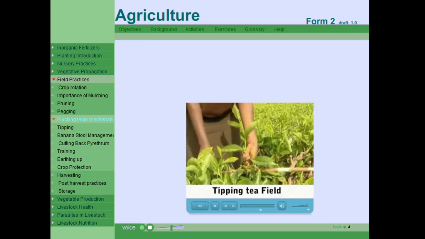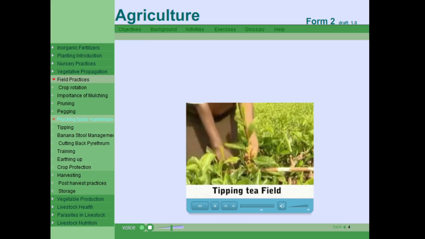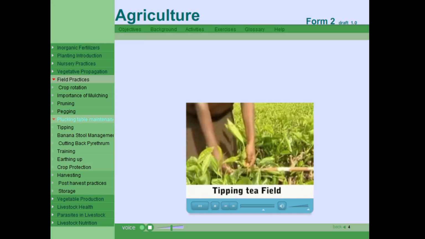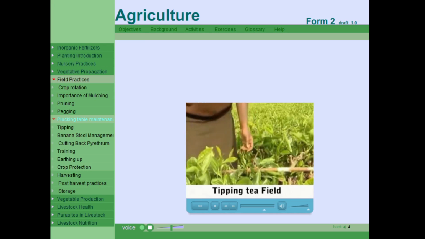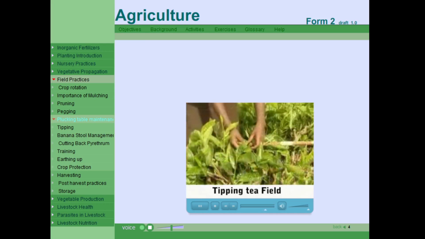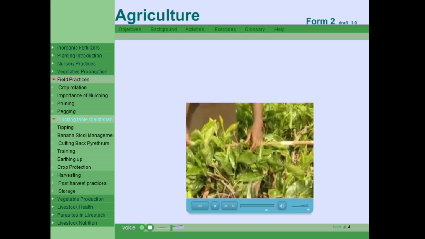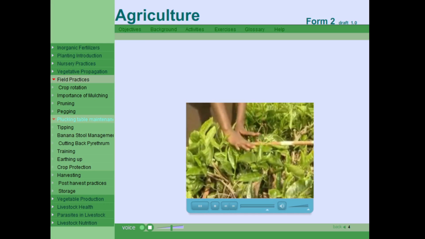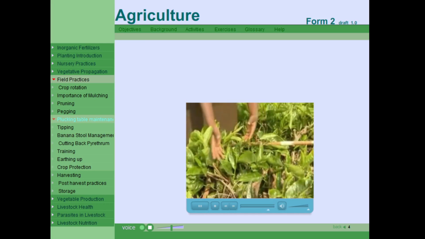Over here we will tip off this shoot which is above this plucking table. So we cut it like this, then we dispose of it. Then the remaining buds will now spread over here such that with time it will be covered with more shoots, and it will be now for increased production. There will be more production because there is more tea.